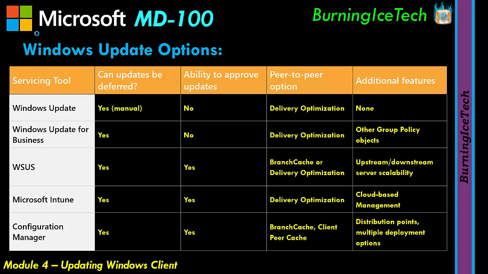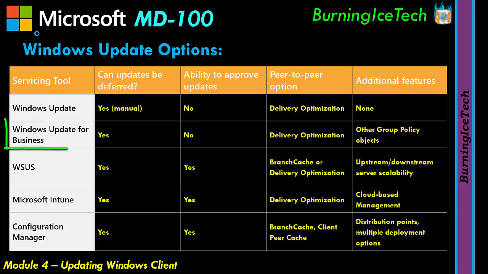Now, the first one at the top left is Windows Update. That's probably the most obvious and the most common one out of the lot. So basically what we're saying there is just leave your machine be and it's going to go and update eventually. So can updates be different? Yeah, but it's going to have to be manual. Ability to go and approve updates? Heck no, you can't go and do that. You've got very little control, pretty much none.